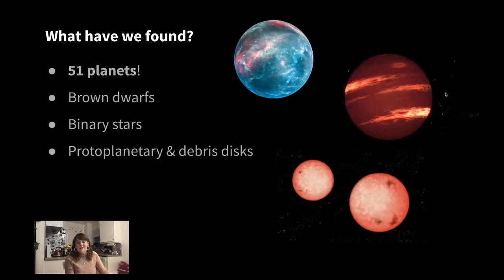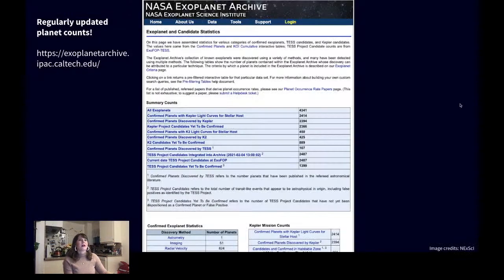So what have we found? I've said it's hard, but I've said we found things. So what have we found? We've found 51 planets, and if you ever want to check up on this number, you can look at NASA's Exoplanet Archive that has regularly updated planet counts, which is pretty cool.